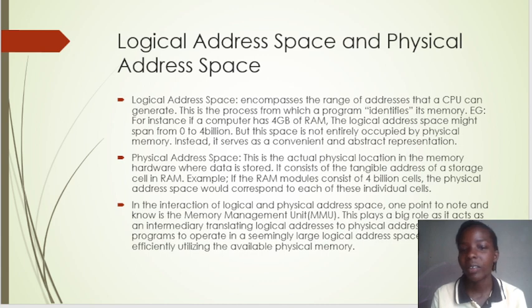For physical address space, this is the actual physical location in the memory hardware where data is stored. We are giving an example of the RAM modules. On the RAM chip, there is a printed circuit board on which memory integrated circuits are mounted. Under it there are cells. That is what we call the RAM modules. It consists of 4 billion cells, and each address corresponds to each of those individual cells.